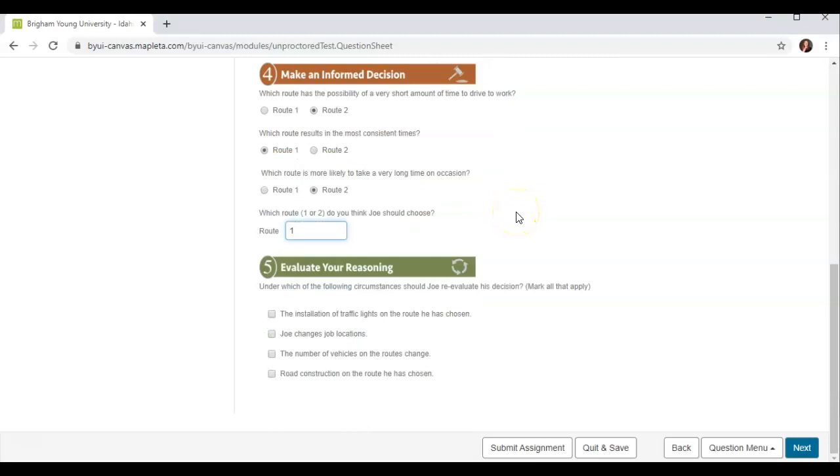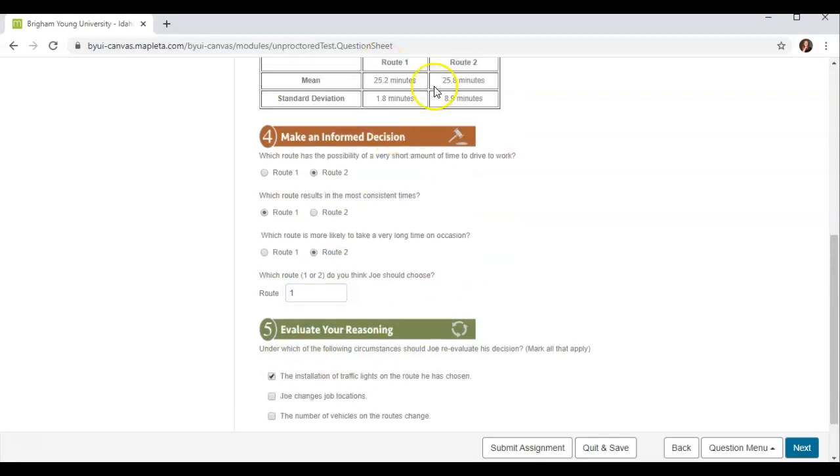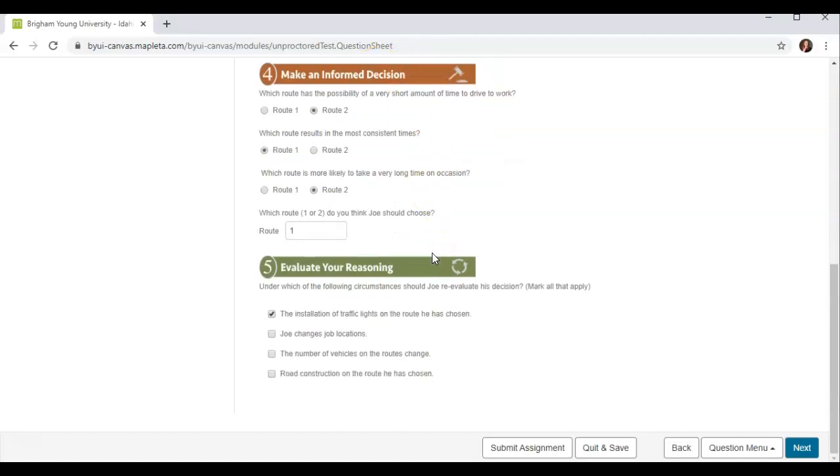Next, evaluate your reasoning. Under which of the following circumstances should Joe reevaluate his decision? Mark all that apply. The installation of traffic lights on the route he has chosen. That definitely changes the drive time, because you have more possibilities of being stuck at a red light. Next one, Joe changes job locations. Well, that definitely changes all routes, so we're going to select that one as well.